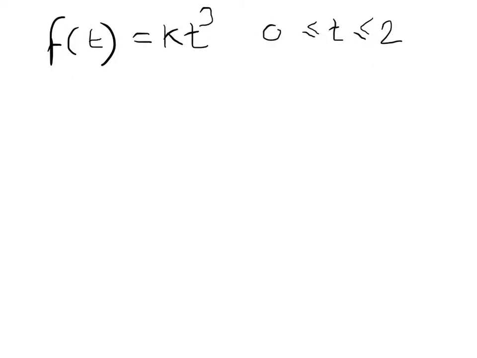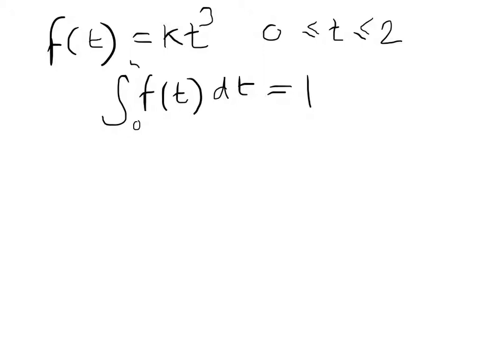So I'm going to show you first of all how to find the value of k, where f of t is a probability density function for a continuous random variable. The function is k times t cubed and exists between 0 and 2. So we need to use the fact then that the integral of f of t between 2 and 0 will come to 1. That's the definition of a probability density function.